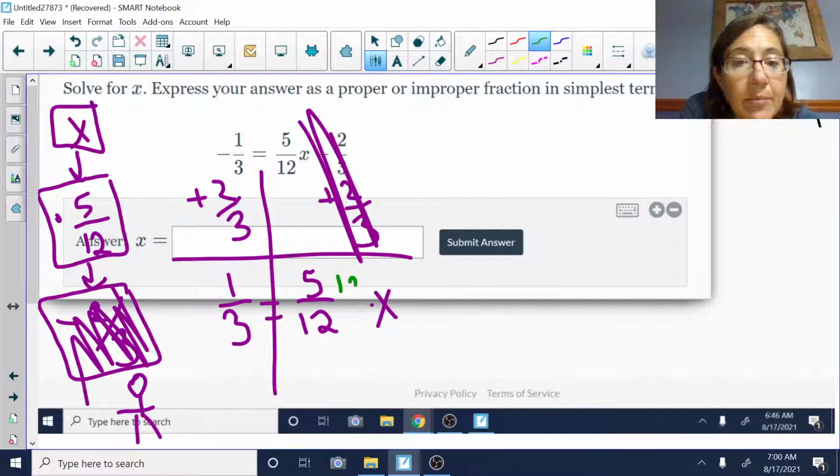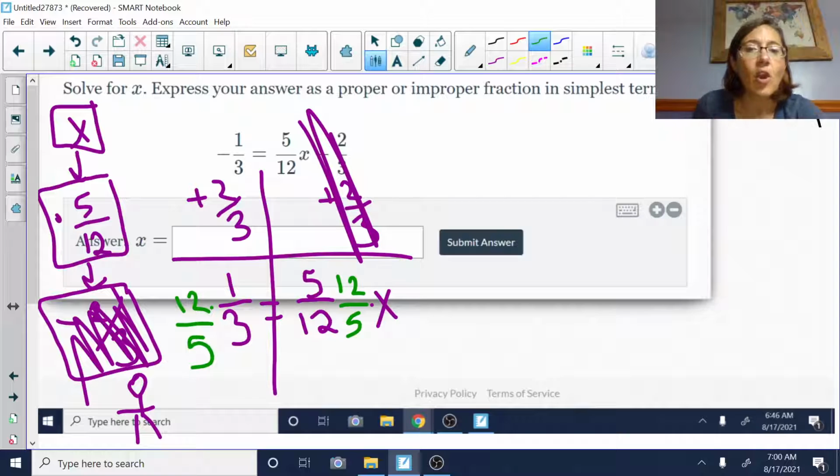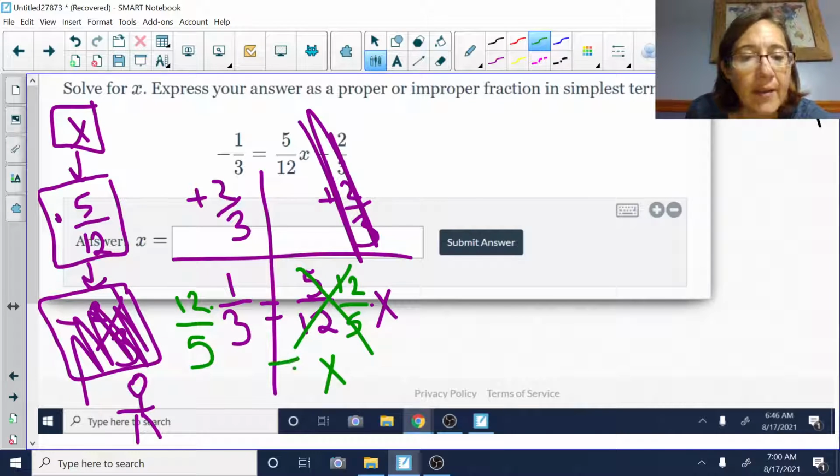So I'm going to multiply by the reciprocal, which would be 12/5. 12/5 have to be fair on both sides. You can see that in the green. On the right side, the 5's cancel and the 12's cancel. That gets your x by itself.